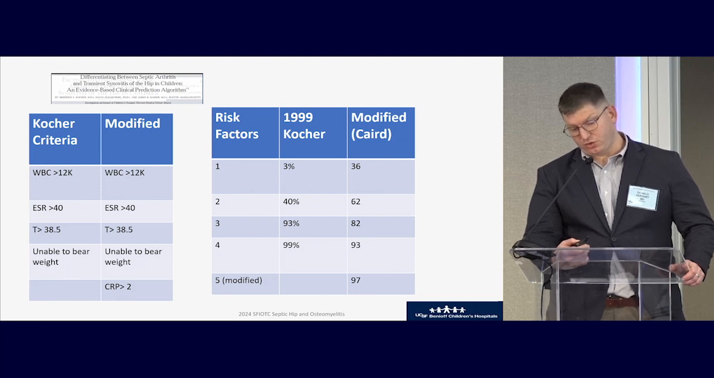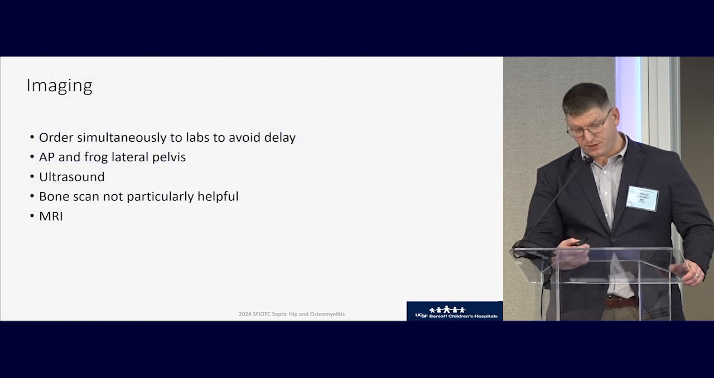If you have a child who's got probably more than 1, you consider an ultrasound to evaluate for a hip effusion. You get some more imaging. You want to order the imaging simultaneously with the labs to avoid delay: an AP and a frog lateral of the pelvis, an ultrasound. Bone scans are not particularly helpful unless you're looking for a multifocal infection, like perhaps in a neonate, and then MRI can sometimes be useful.